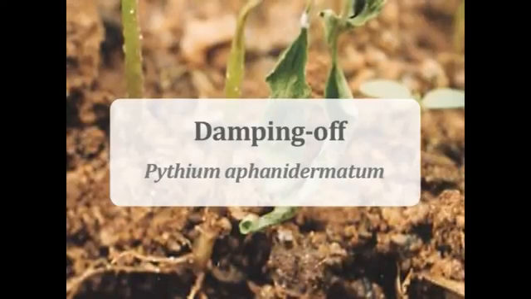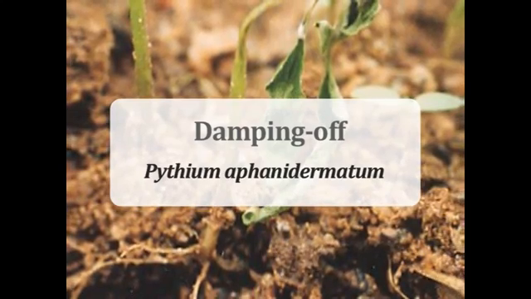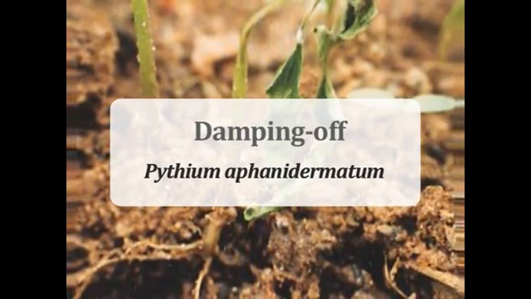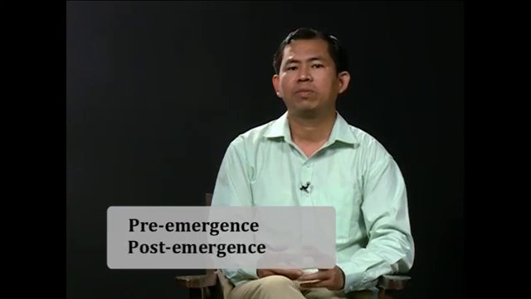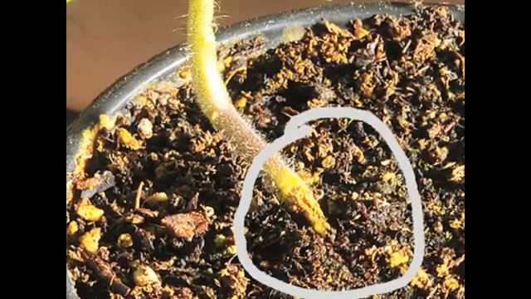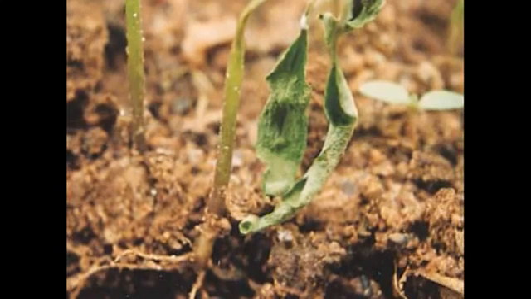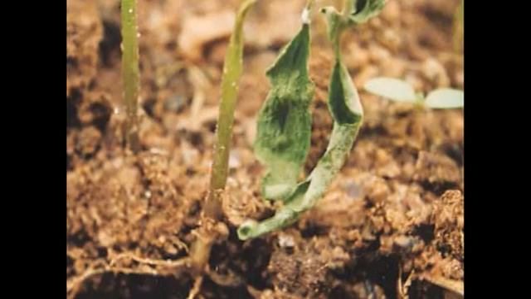First disease is the damping off. It is caused by Pythium aphanidermatum. Symptoms of the disease: damping off of tomato occurs in two stages, that is the pre-emergence and the post-emergence phase. In the pre-emergence phase, the seedlings are killed just before they reach the soil surface. The young radicle and the plumule are killed and there is complete rotting of the seedlings.